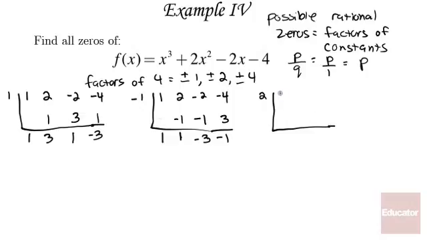Again, same coefficients, same process. Bring down the 1, multiply by 2. Combine to get 4. 4 times 2 is 8. Plus negative 2 leaves me with 6. Times 2 is 12, plus negative 4 is 8. Again, not a 0. Now I'm going to try negative 2.